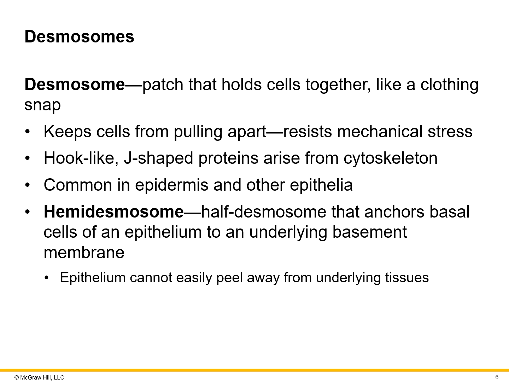There are half desmosomes that will anchor to the basal cells of an epithelium and connect it to the underlying basement membrane. So that way the epithelium cannot just easily peel away from the underlying tissue. And that's why our skin, the epidermis, just doesn't slide off of the dermis. Those are called hemidesmosomes. I was thinking of a Hemi, the car. They're really tough. Hemidesmosomes.